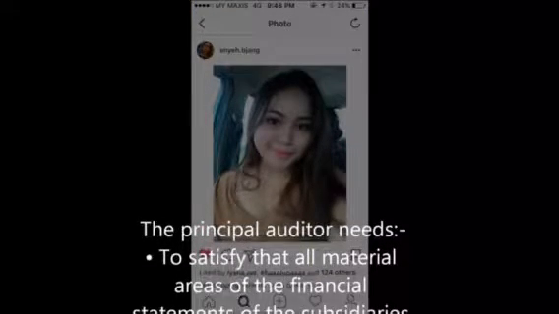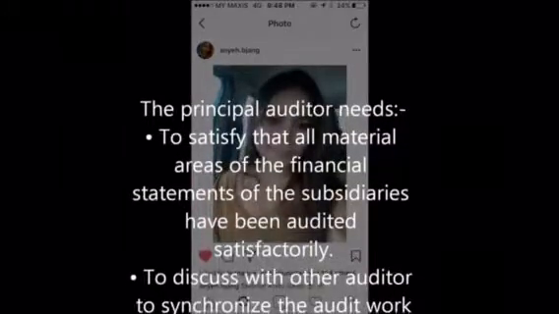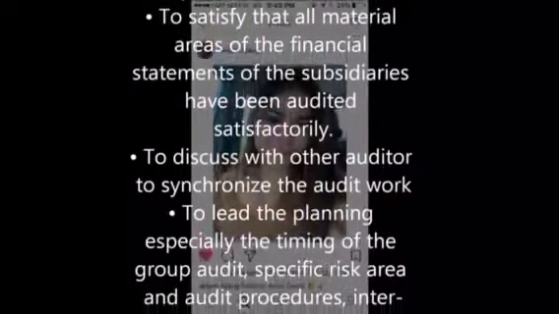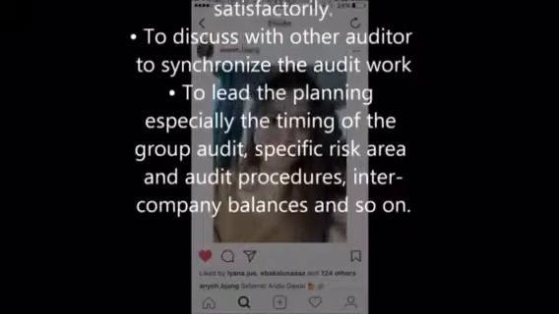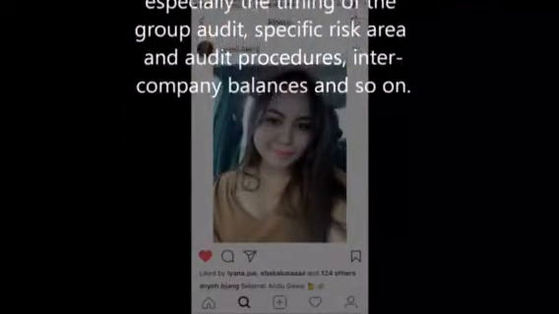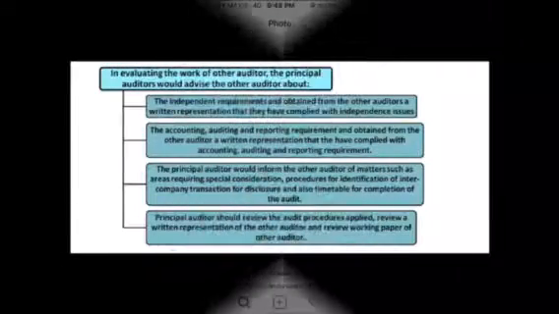Principal auditor needs to certify that all material areas of financial statements of the subsidiaries have been audited satisfactorily, to discuss with other auditor to synchronize the audit work, besides to lead the planning, especially the timing of the group audit, specific risk area and audit procedure, intercompany balances, and so on.